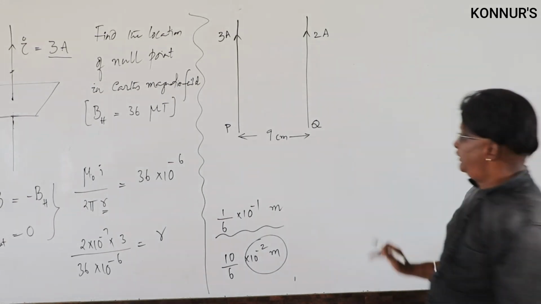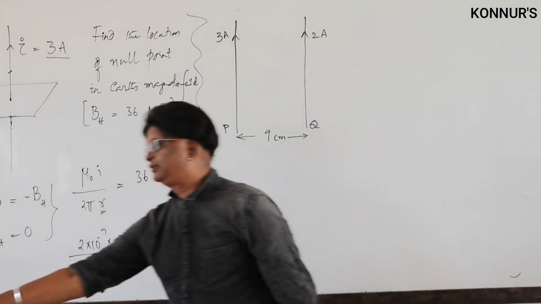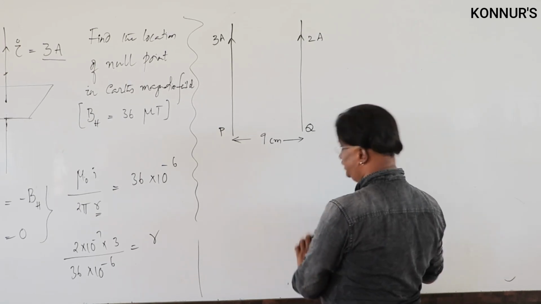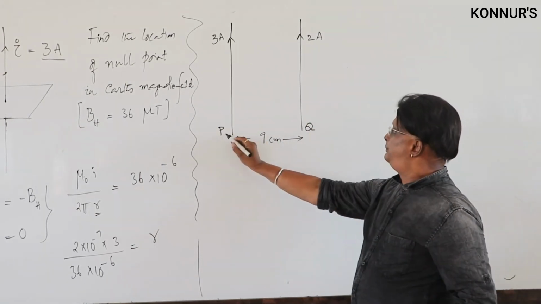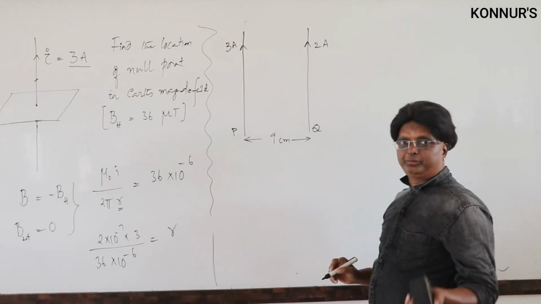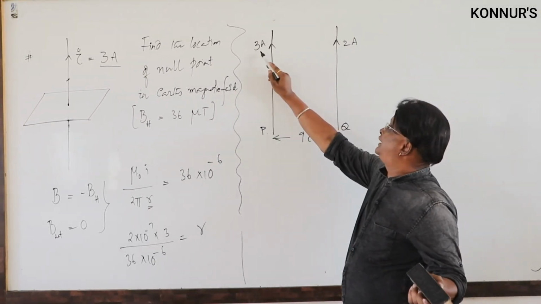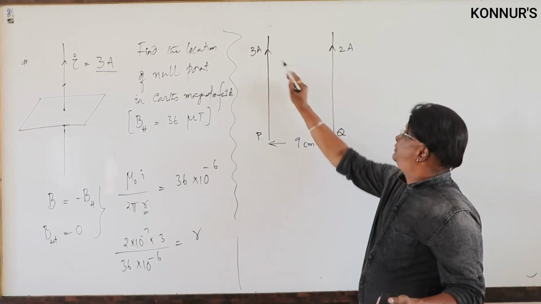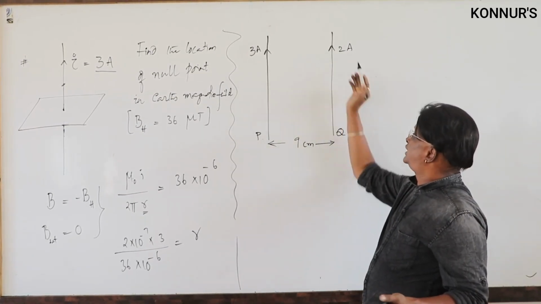Now let us see one more example. In this example also I have taken the case of straight conductors only, but not one, but here I have shown two conductors P and Q. Remember, said to be long straight conductors carrying currents 3 ampere and 2 amperes. And it is given to be parallel vectors, both upward currents are given.